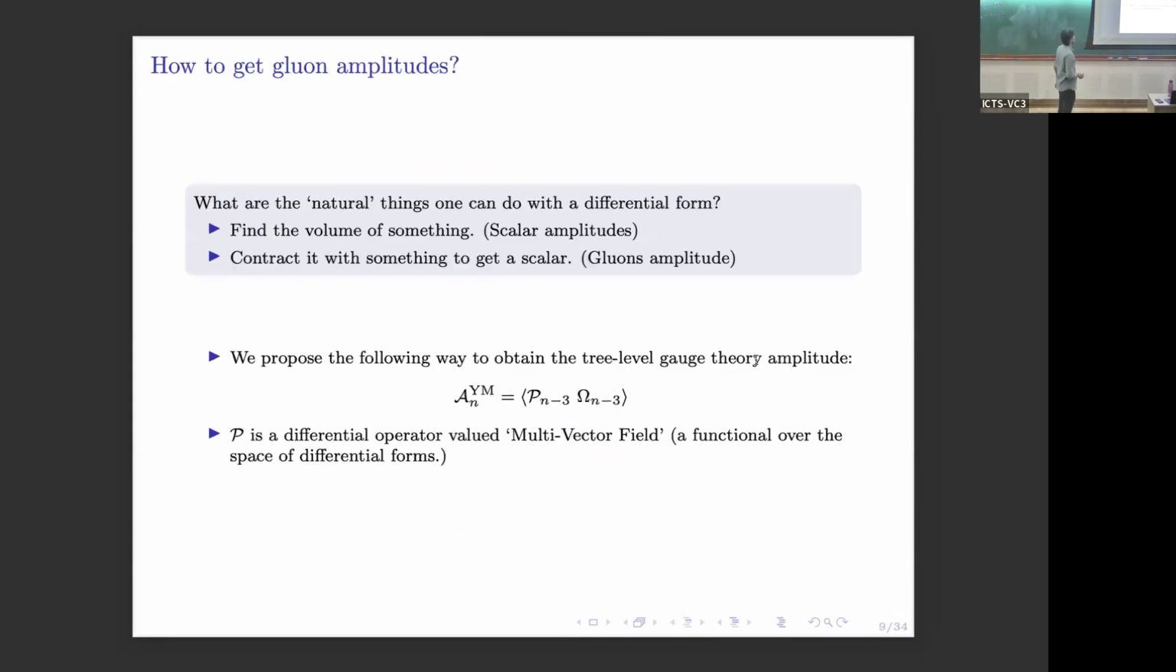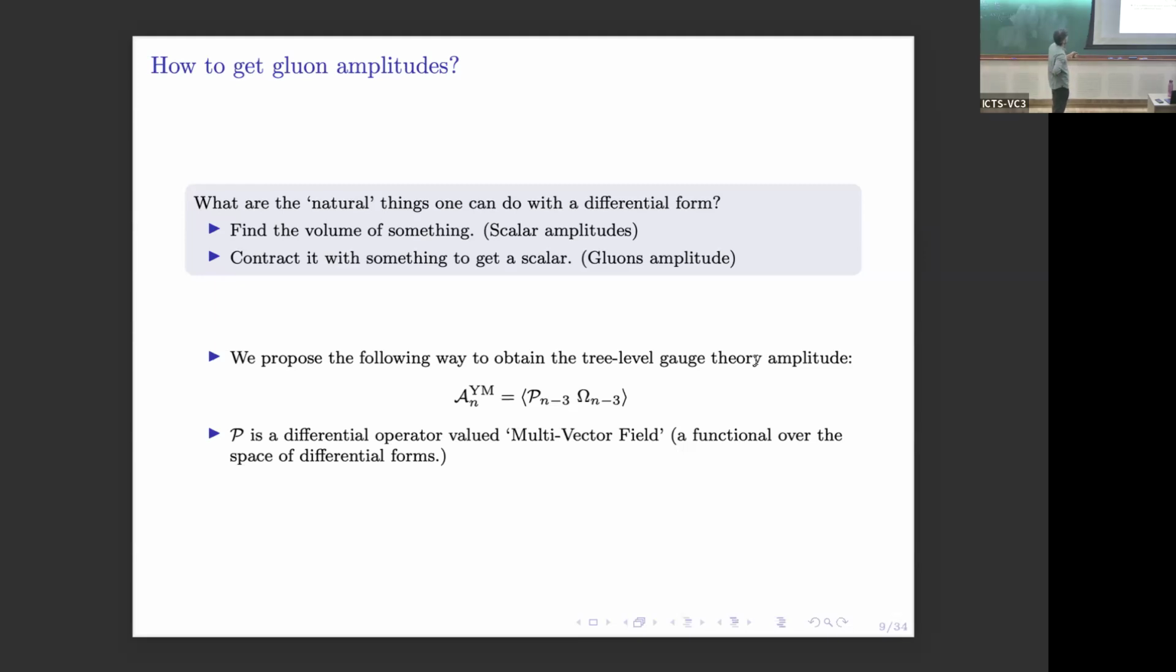Yeah. So let me just make an outrageous statement: what are the natural things one can do with a differential form? One thing I can say is that I can find the volume of something. That is in a way what we did here. If we have a one form, I can find a one-dimensional shape and find its volume using that one form, okay? And that will be the amplitude. That is what the scalar amplitude is. That is what the original paper in 2017 was about.